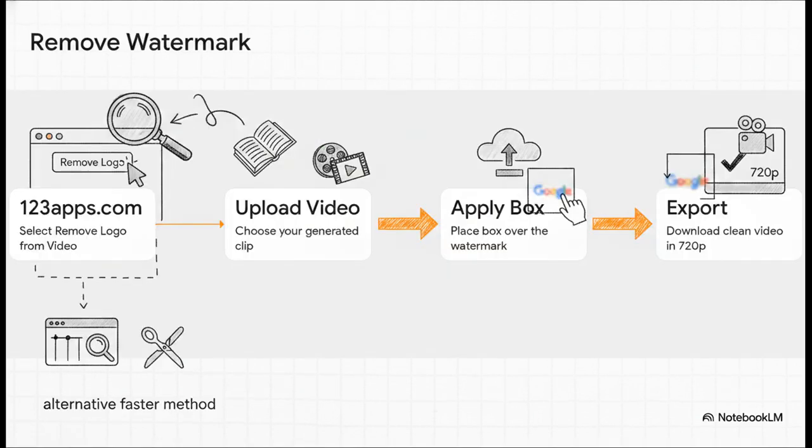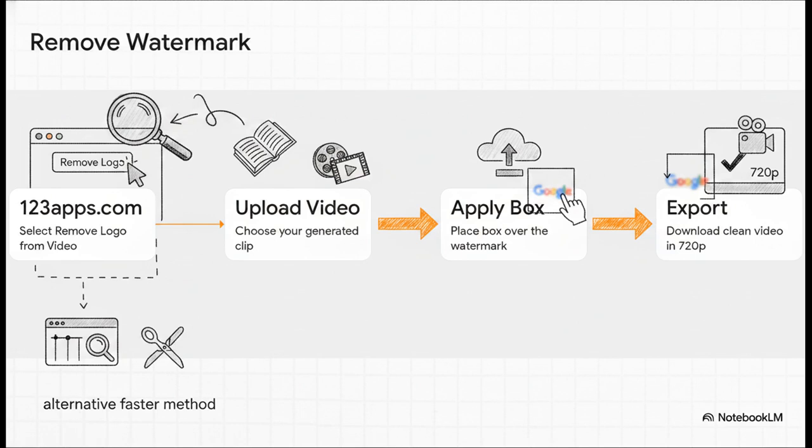Now, depending on the tool tier you're using, you might spot a little Google watermark on your raw clips, but the source material shares this incredibly practical workflow to nuke it. Step 1, go over to the website 123apps.com. Step 2, click their Remove Logo from Video tool. Step 3, just drag the digital box right over the watermark. And Step 4, export your clean video in 720p.